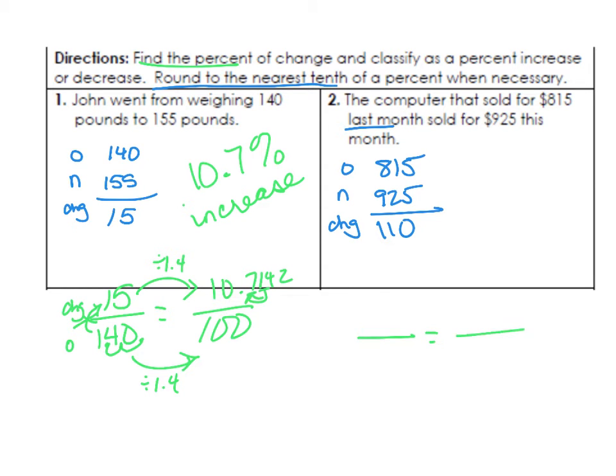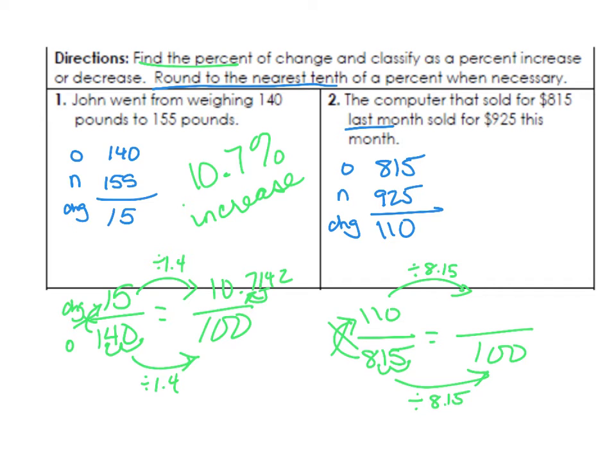So then let's come down here. Our change is $110. Our original amount is $815. And again, if I try this, I get an ugly decimal. I'm not going to use it. I'm going to move my decimal point over, and because I'm going smaller, I am going to divide. So 815 divided by 8.15, or 8 and 15 hundredths, gives me 100. So now I'm going to do 110 divided by 8.15. And again, I get an ugly decimal, but we're using this as percents.